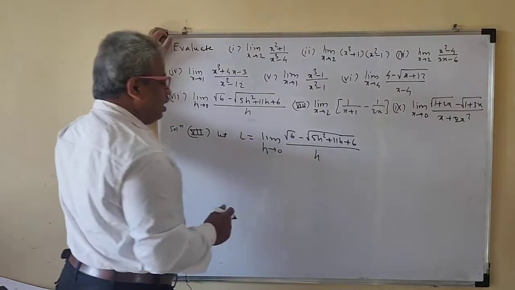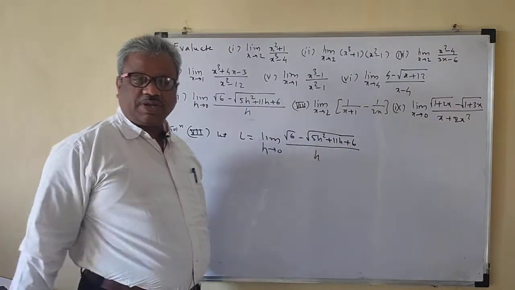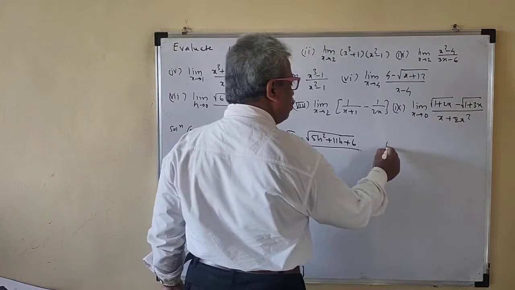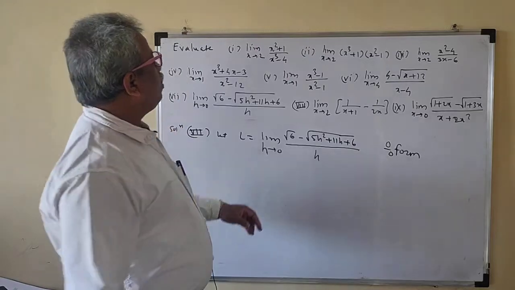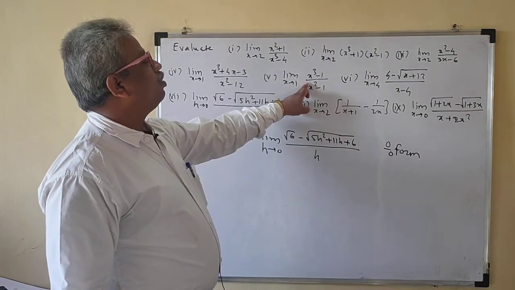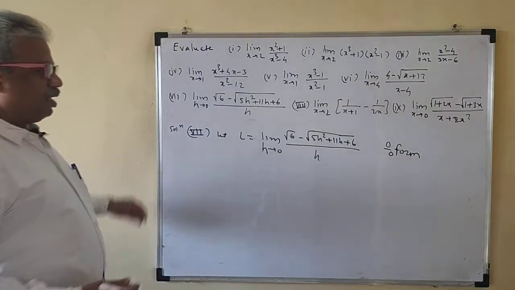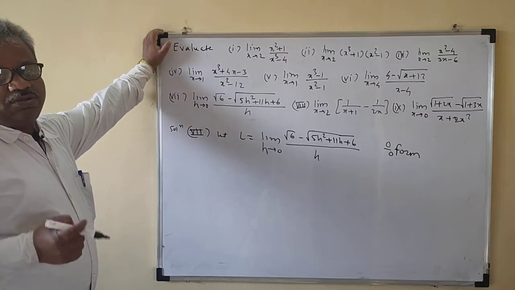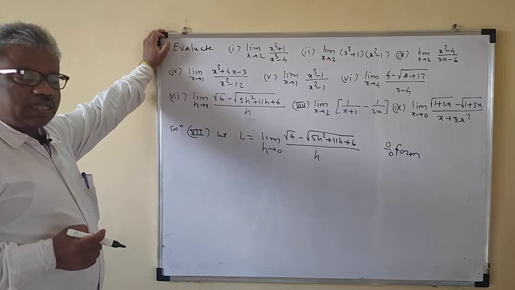So now again see, your denominator is 0. What happened to your numerator? Root 6 minus root 6. Your numerator is also 0. So this is 0 by 0 form. Here also this problem was 0 by 0 form. So now if it is a 0 by 0 form, we have to think a little bit. We have to think how to solve that problem.